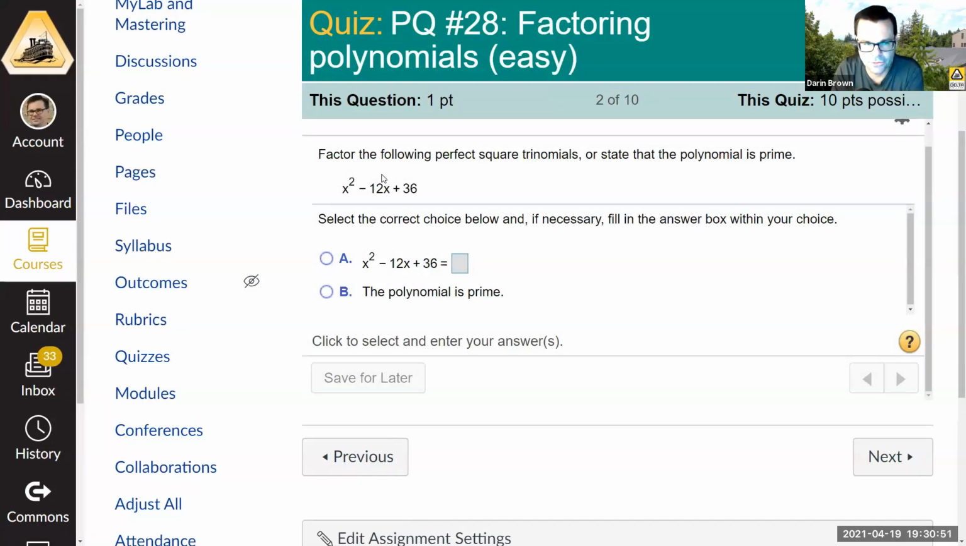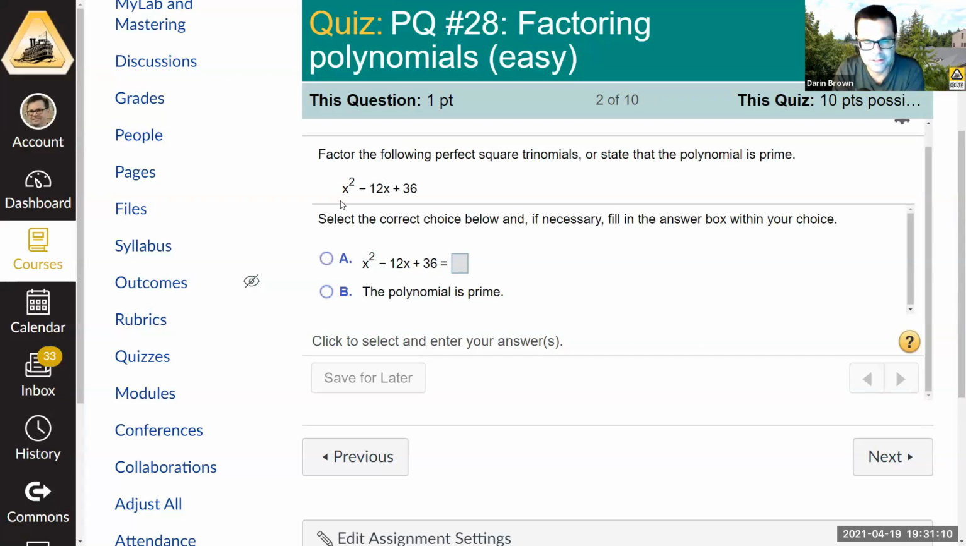Actually, I'll give you a moment to pause the video or work on this. I'll do this for all of them. I'll pause for a second, and you can pause the Zoom recording and try this out, and then unpause it, and we'll go over it.